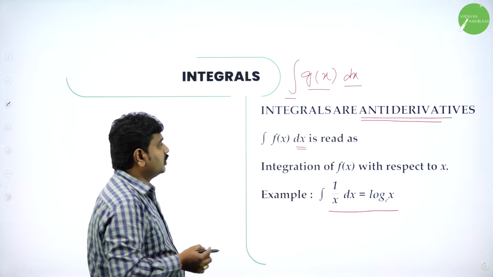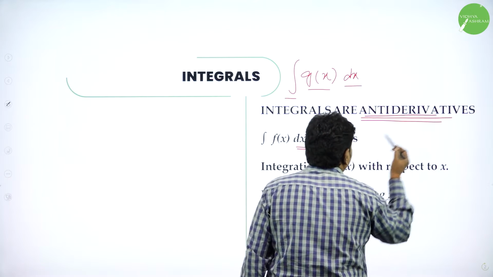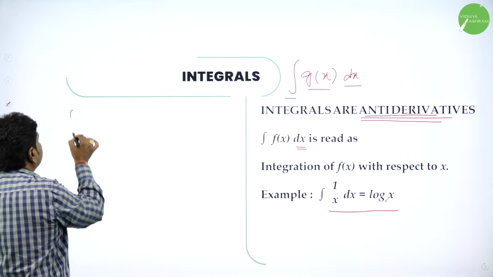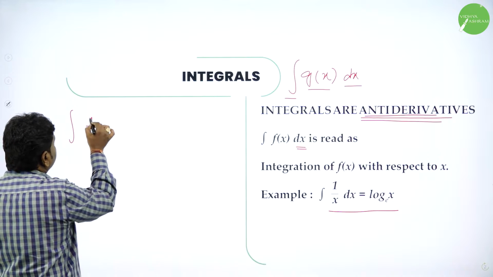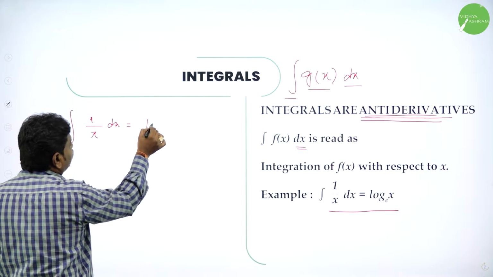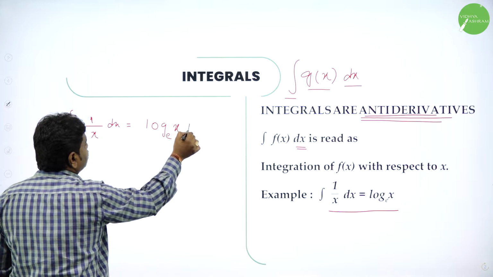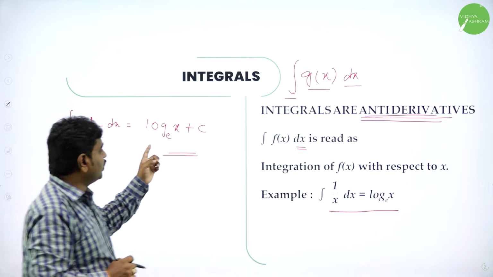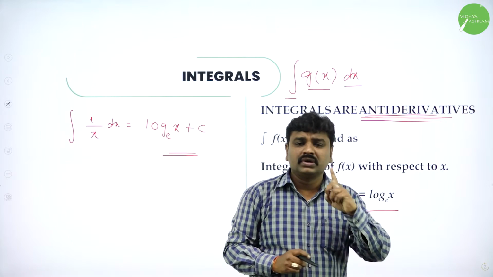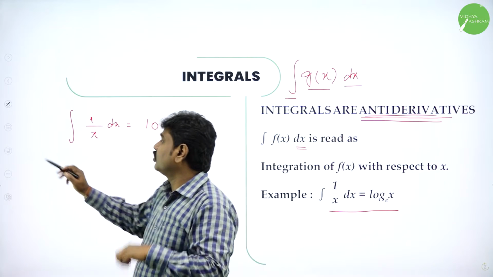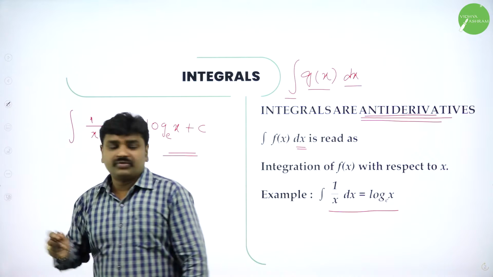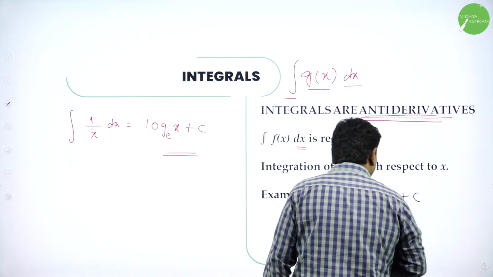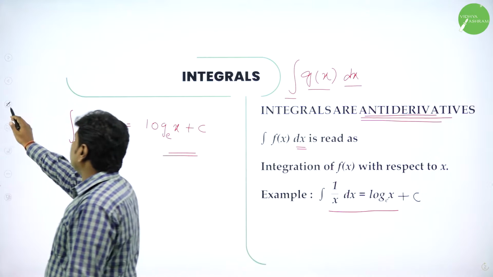So I told you integration is also called antiderivatives. What is the meaning of this example? Here I told you what is integration of 1 by x. Integration of 1 by x dx is log x. Why? Because plus c. Now you differentiate this, you will get this, because derivative of log x plus c gives 1 by x. See here we say integration of 1 by x dx is log x plus c, where c is integral constant.